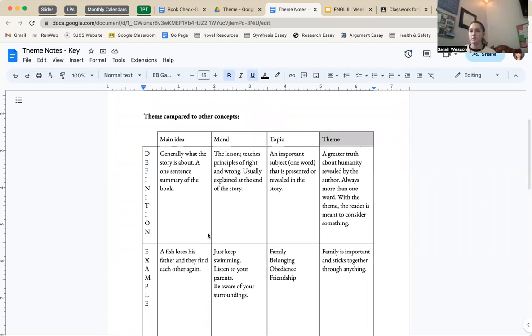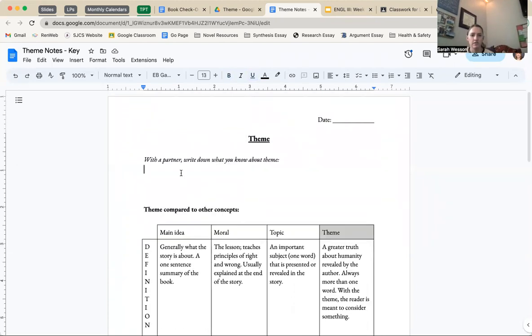Sweet. Okay, to start off, take a couple minutes and jot down a couple things that you maybe already know about theme.